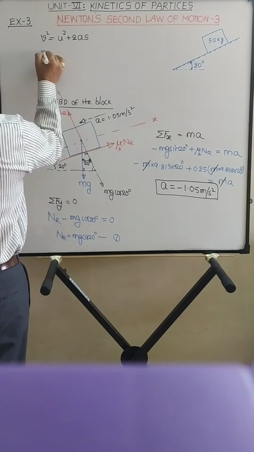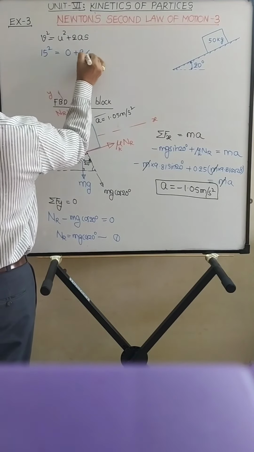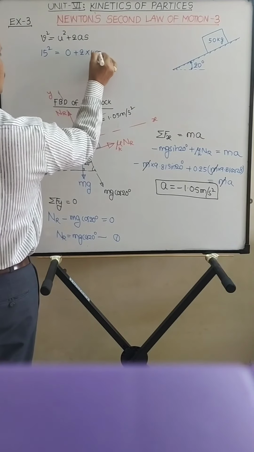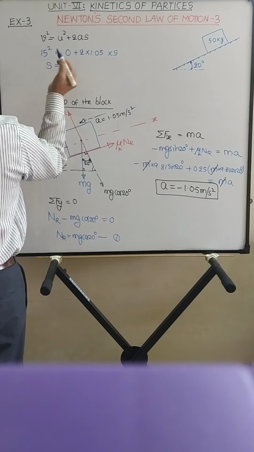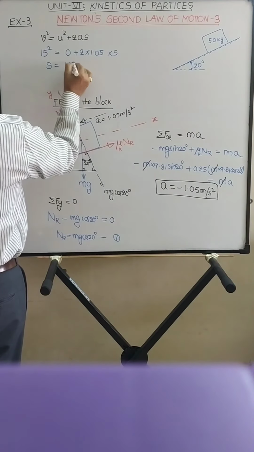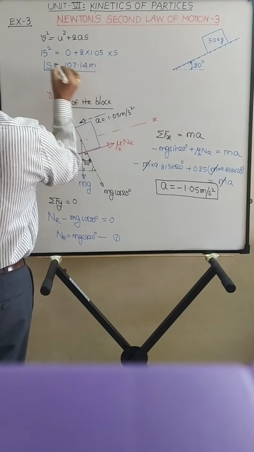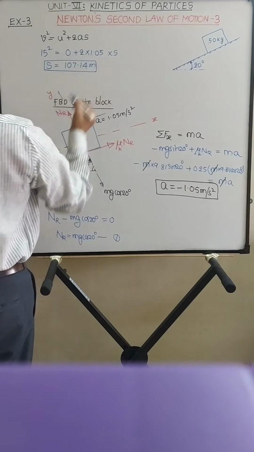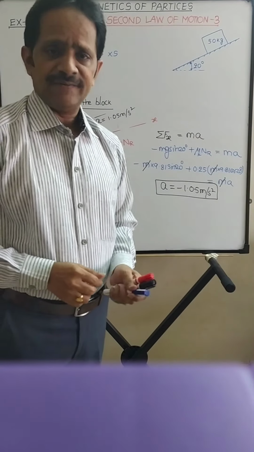So here 15 square is equal to 0 plus 2 into a, a is 1.05, into s. So this gives you s is equal to 107.14 meters. So it is the distance traveled by the block before attaining a speed of 15 meters per second.